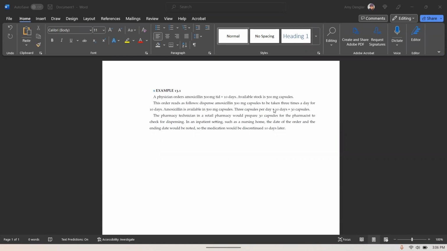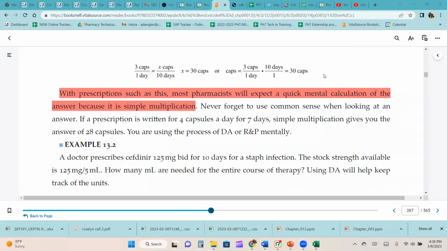The pharmacy technician in a retail setting would prepare 30 capsules for the pharmacist to check for dispensing. In an inpatient setting, such as a nursing home, the date of the order and the ending date would be noted, so the medication would be discontinued 10 days later. With prescriptions such as this, most pharmacists will expect a quick mental calculation of the answer because it is simple multiplication. So just a little warning, that's a lot of what you're going to be doing. Eventually this will become something you just do in your head.